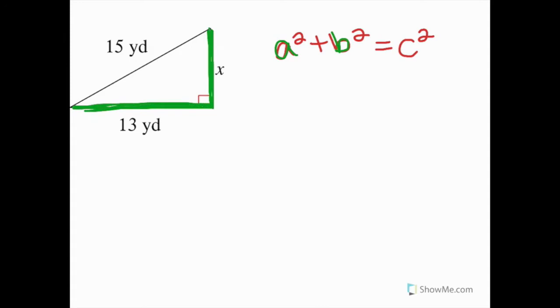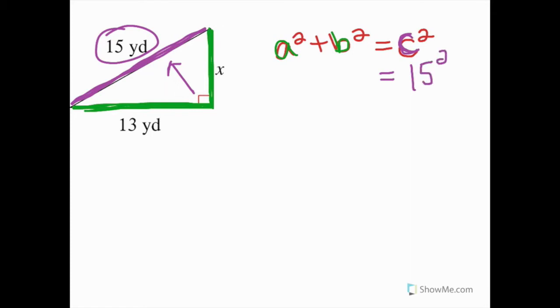Okay, hypotenuse, C, is the side opposite of the right angle, so that would be this highlighted in purple, and we have that. So I could start plugging in my values. I know that 15 is the hypotenuse, so I'm just going to put that right under C, and don't forget to put the exponent, 15 squared.